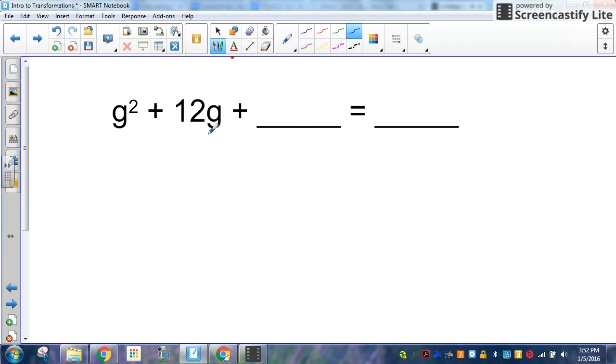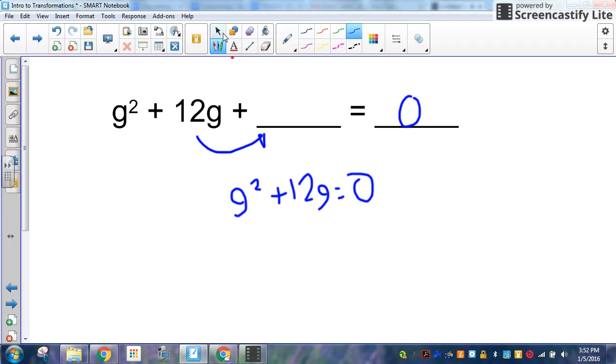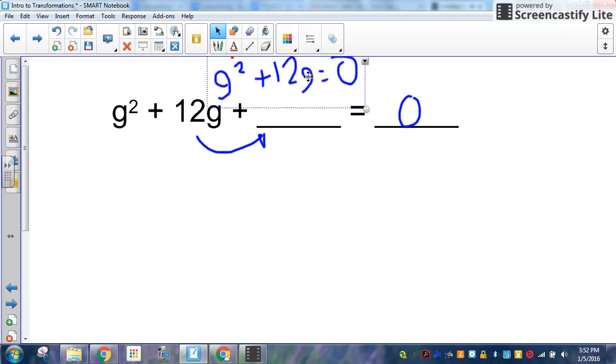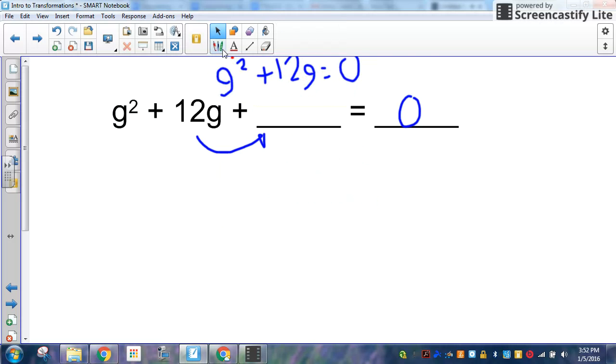We find this last number, except this time we're going to do it with an equation. And so technically, if there's nothing on this side of the equation, this number is 0. So the original equation technically would read g squared plus 12g equals 0. Now, just so you're clear, I've left these blank on your worksheet just so you can fill in the blanks, and it makes it a little bit easier on you.